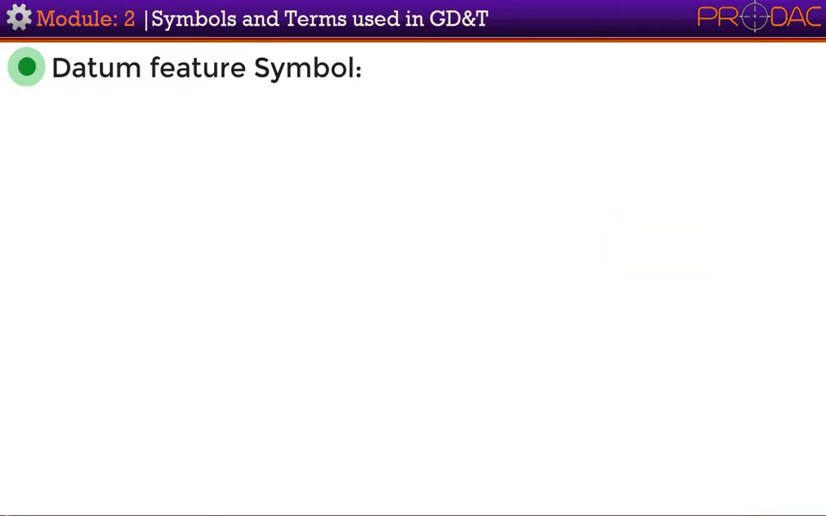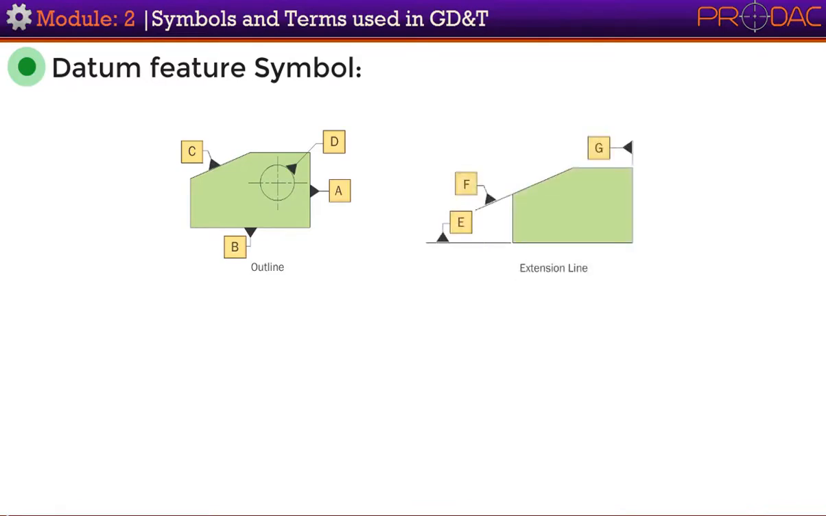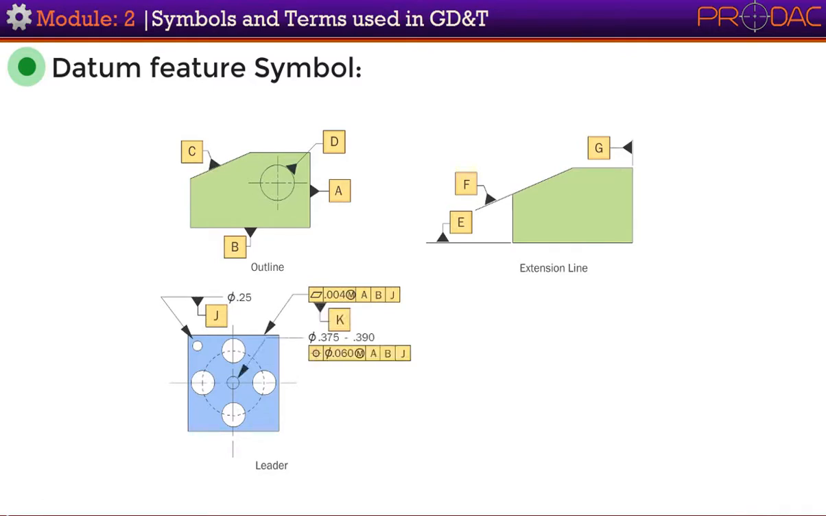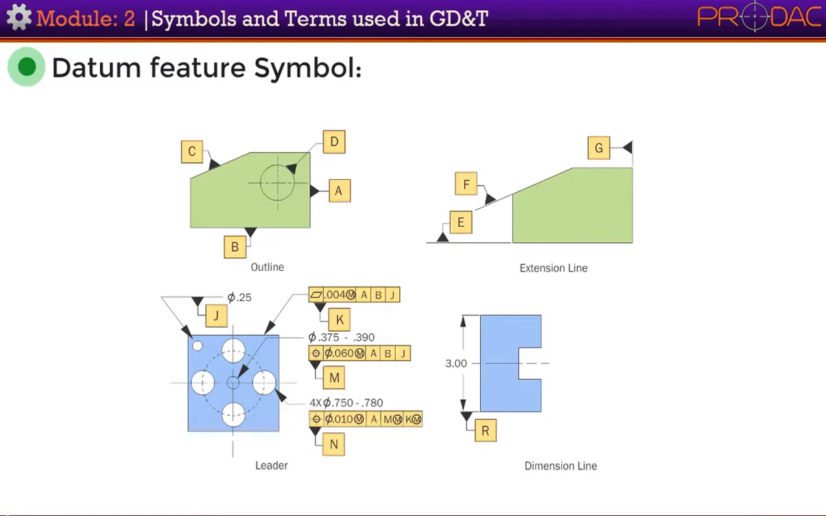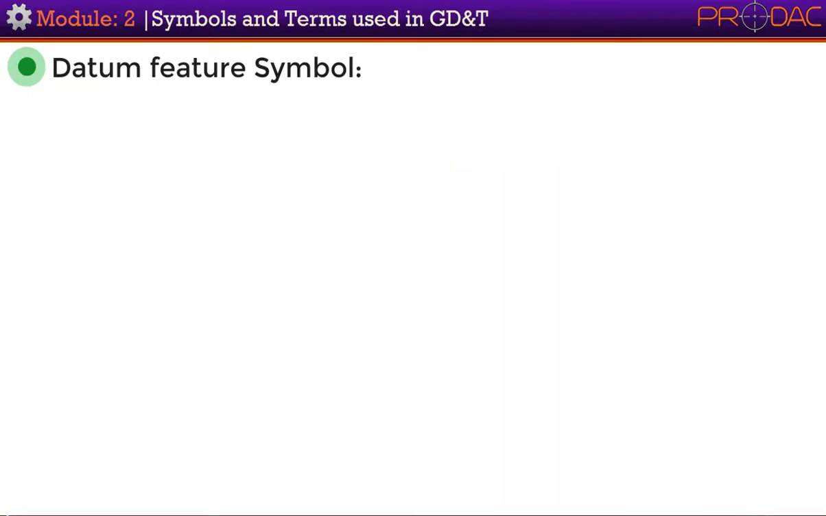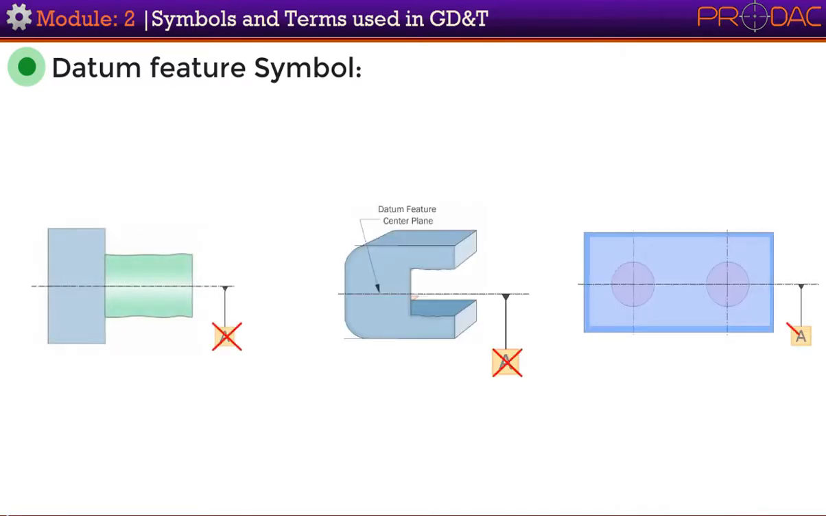Datum feature symbols can be shown in the drawing using outline, extension lines, leader lines, and can be attached to dimensions. These four pictures show various ways by which a datum feature can be attached to the drawing view. But they must not be attached to center lines, center planes, or axis.